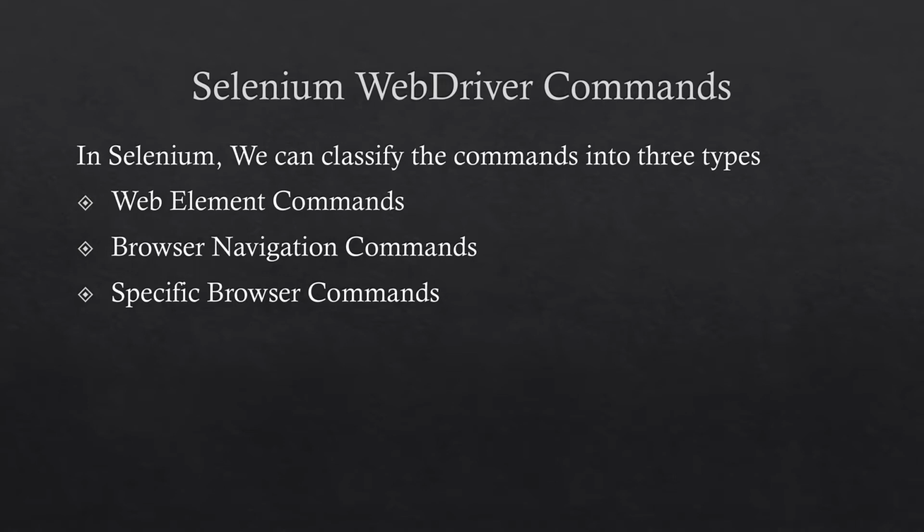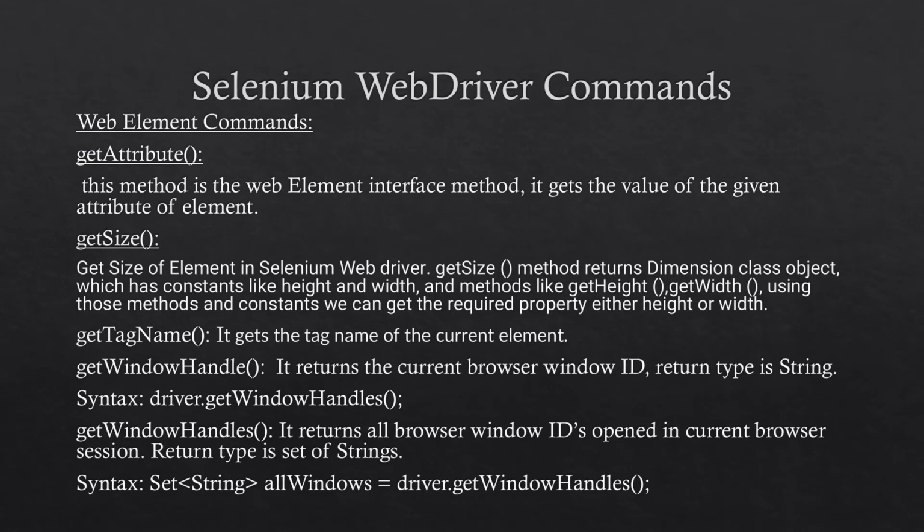Okay, the first command under web element commands is the get attribute method. What does the get attribute method do? With the help of the get attribute method, we can easily get the value of the given attribute of an element. Get attribute is a web element interface method. It will get the value of the given attribute of the element. For example, if I mention @id equals email and want to get that attribute, you get the value as email. Likewise we can get the attribute of all the web elements which are required.